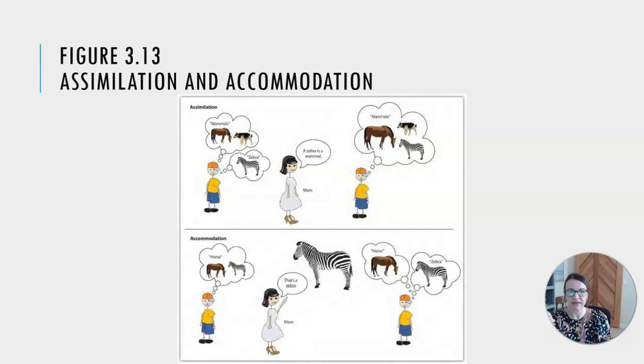Now down below we have accommodation. And in this diagram, you can see this child sees that, okay, this is an animal, a horse. A horse has 4 legs, it has a tail, it has this long face. He sees a zebra, and of course it meets all those criteria that he had for horse, until the mom says, actually, that's a zebra. The child then has to accommodate that information and realize that, oh, those are actually not characteristics always for horses. Zebras have stripes and other distinguishing characteristics. And so they essentially use that schema of horses and accommodate that new information of what is now a zebra.